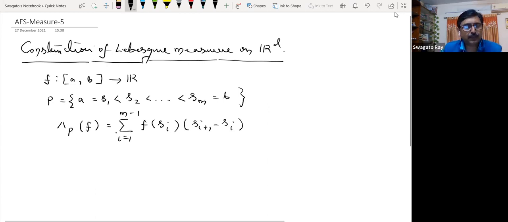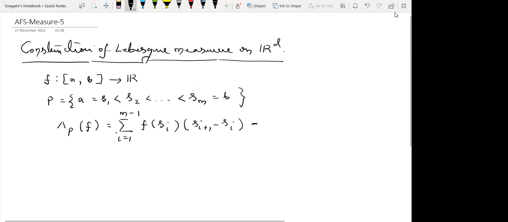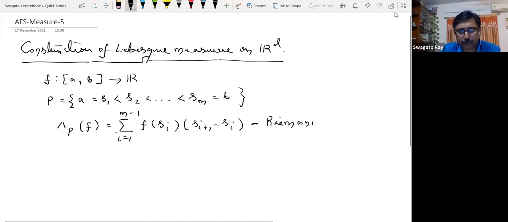For all continuous functions f defined on [a,b], if I define Lambda_P f by this formula, it's clearly a positive linear functional. Can you recognize what this object is classically called? Riemann sum. Exactly, this is the Riemann sum, and this is what we are going to use. It's not the upper sum, lower sum kind of description of Riemann integration. We are going to use the Riemann sum.